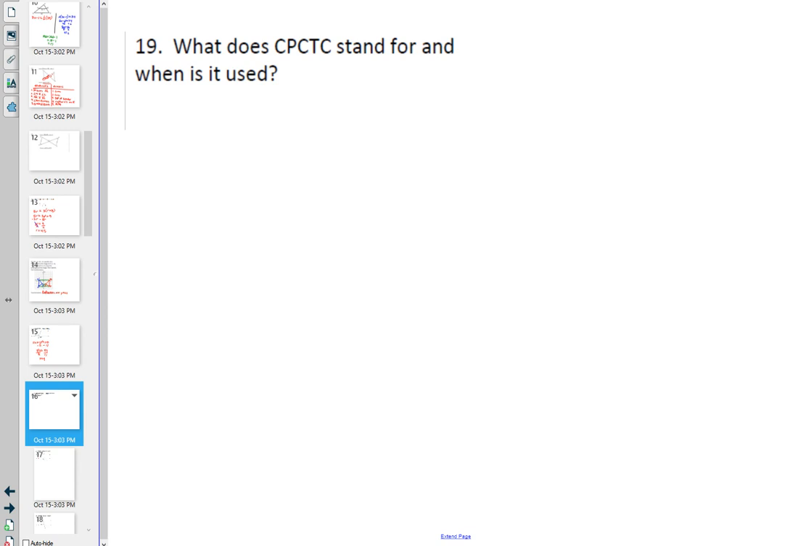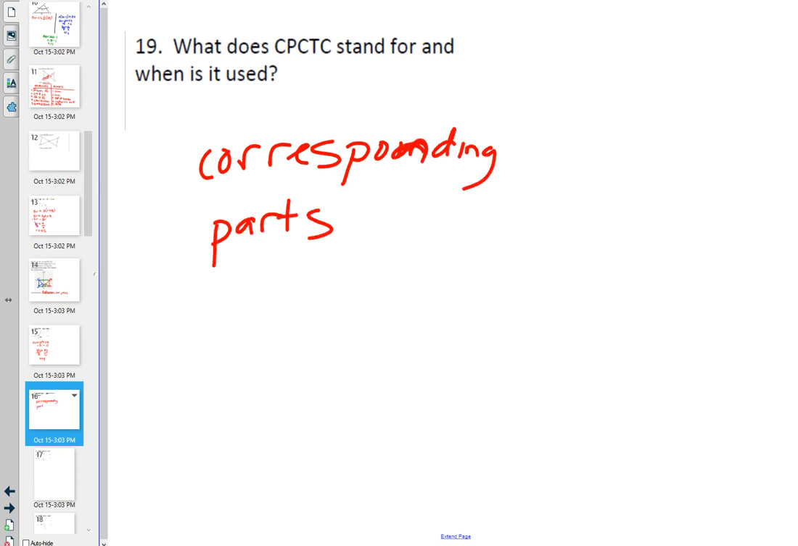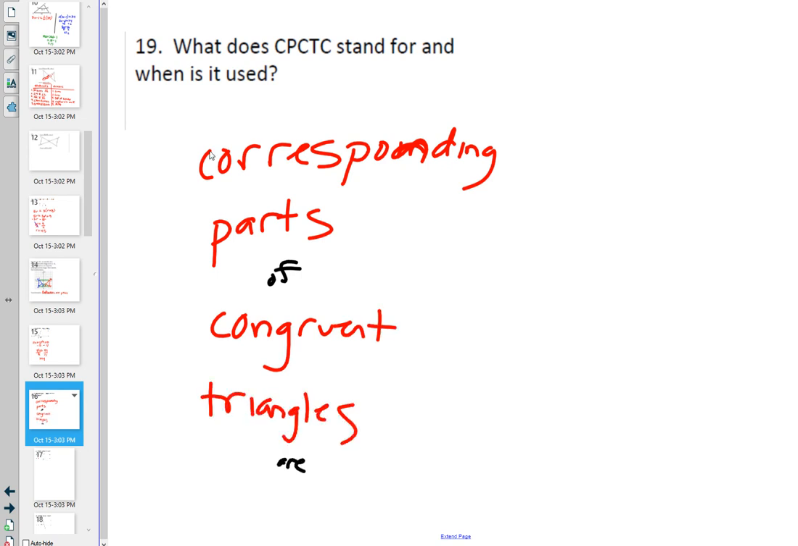What does CPCTC stand for? Corresponding parts of congruent triangles are congruent.